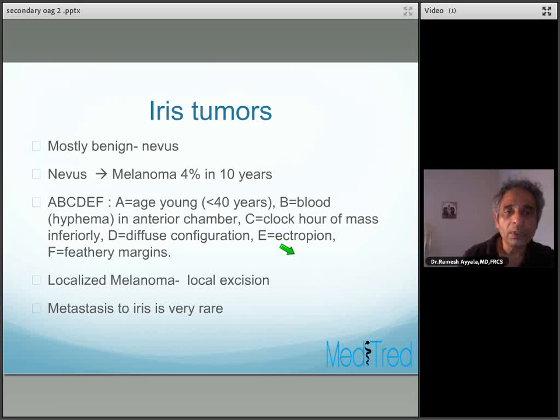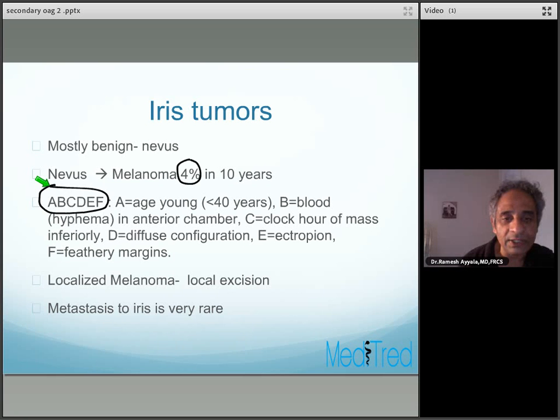So most iris tumors are benign nevi, and like I just mentioned, there is a 4% chance that this nevus can convert into melanoma cancer in 10 years. Remember A, B, C, D, E, F in terms of classifying these tumors as to when they are likely to turn into cancer.